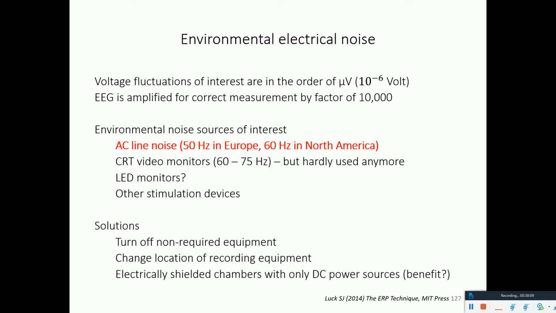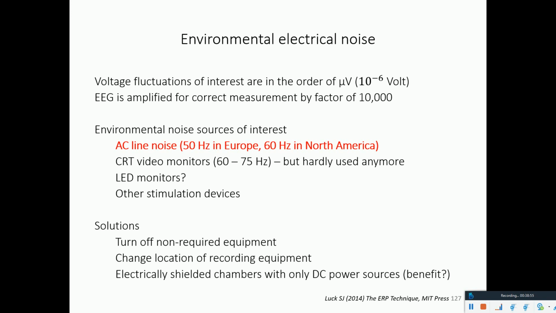What can one do? Well, first thing is to turn off any non-required equipment. What also sometimes helps is to change the location of the recording equipment. You have to basically imagine that the electrical components that you use for EEG recording act as an antenna, and if you change the positioning of this antenna, then you might not pick up line noise. I remember recording EEG signals with the Biosemi system at Charité, and there we sometimes had the problem that we saw quite some 60 Hertz noise in the raw signal.